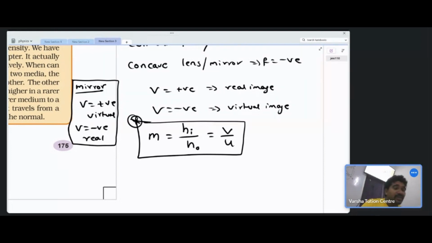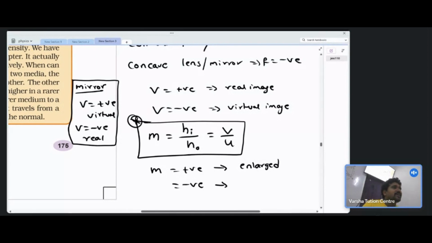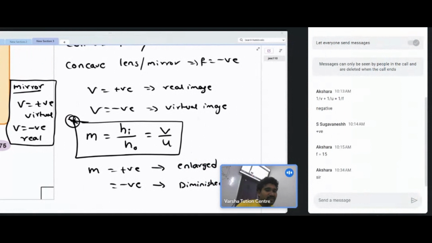Clear that thing now? Now here, same as earlier, M can become positive or M can become negative. If M is positive, what will it be? Enlarged, sir. Yes or no? If M is negative, what will it be? Diminished. If M is negative, it will be diminished. Clear that thing now?